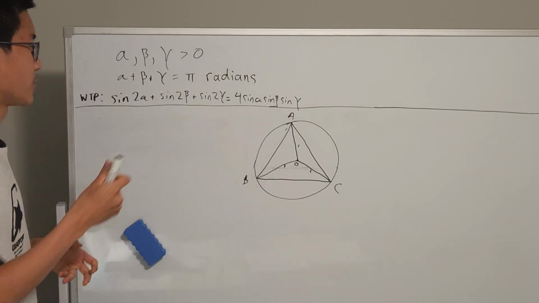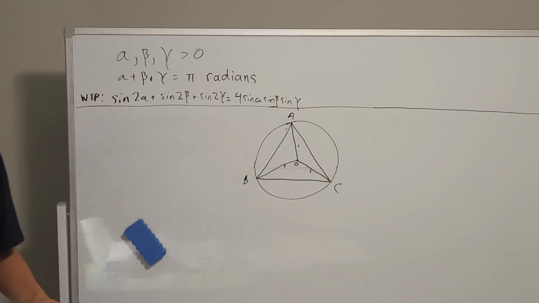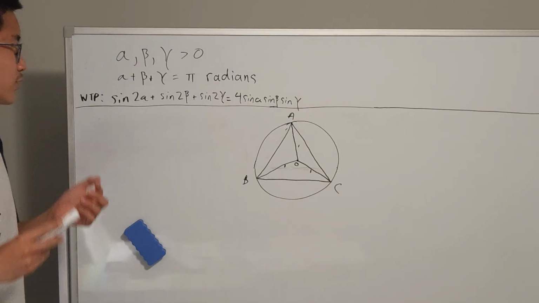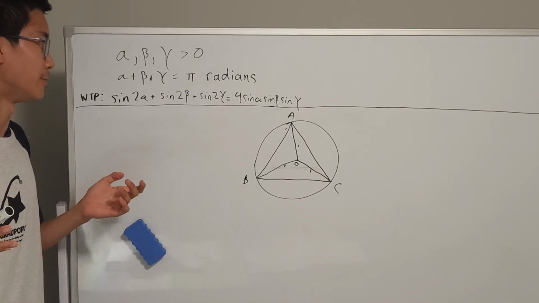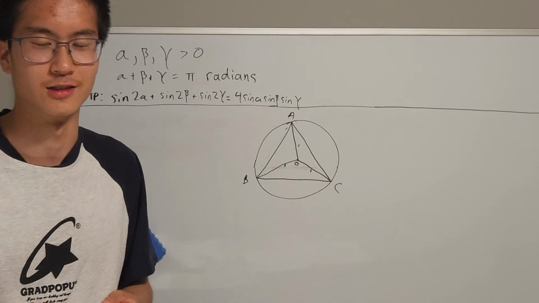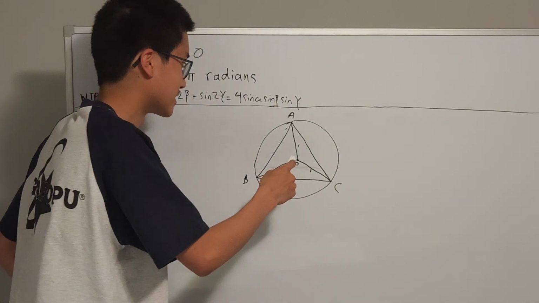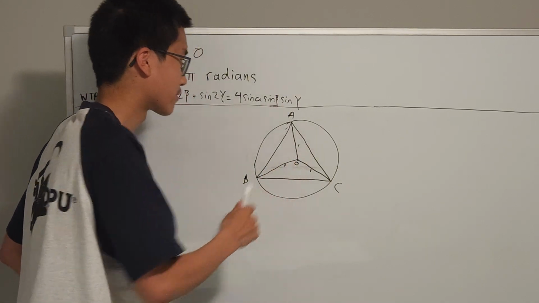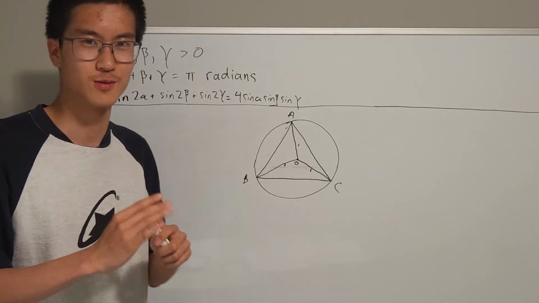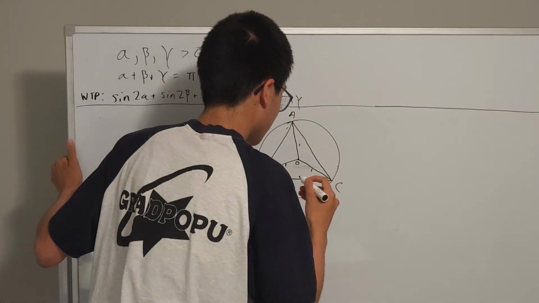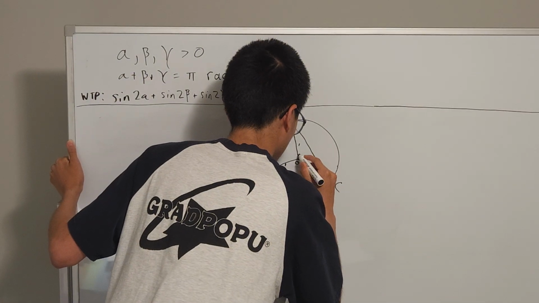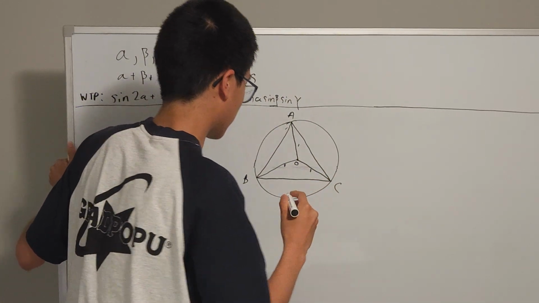Alright, so we have alpha plus beta plus gamma equals pi radians. Now, if we double this equation, we get 2 alpha plus 2 beta plus 2 gamma equals 2 pi radians. You know what else is 2 pi radians? Well, it is this angle right here, this big angle right here. This entire circle is 2 pi radians. So we can do this.